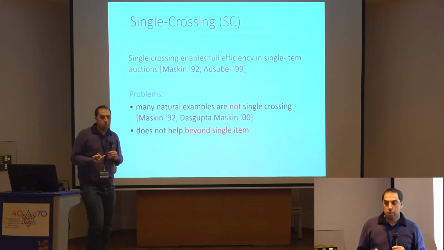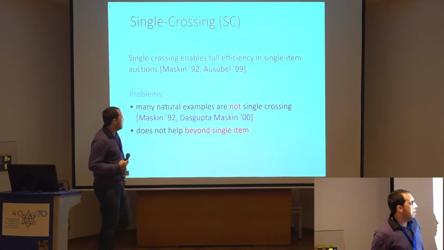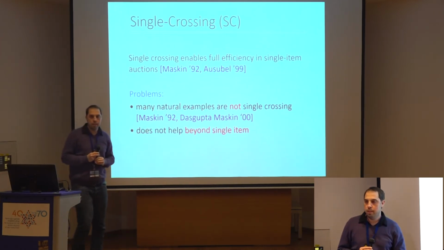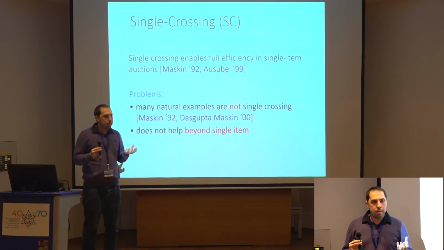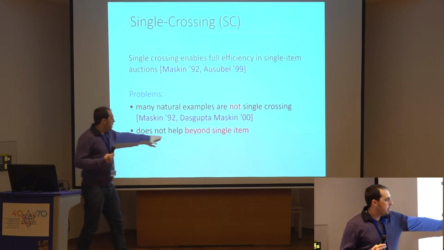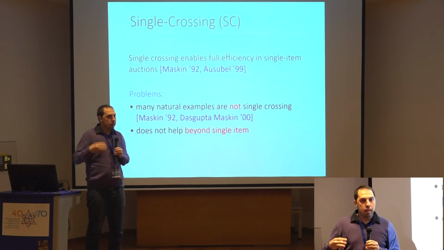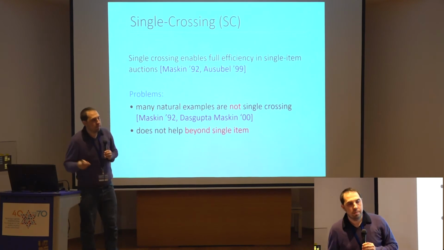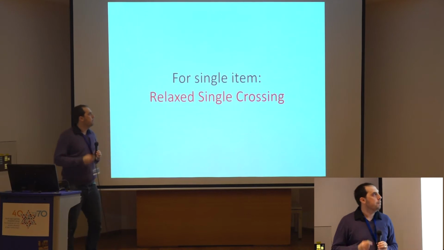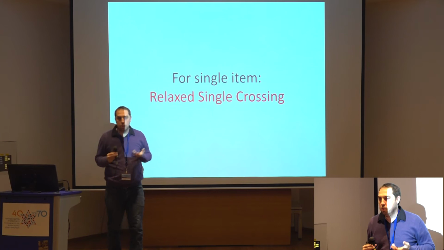But there are two problems I want to point out. First, there are very natural examples that do not satisfy single crossing, as was already observed. And these examples usually have some information asymmetry between bidders. And second, even with single crossing, we cannot go far beyond single item auctions. It's only a single parameter property. Okay, so let's talk about our two new relaxation notions.